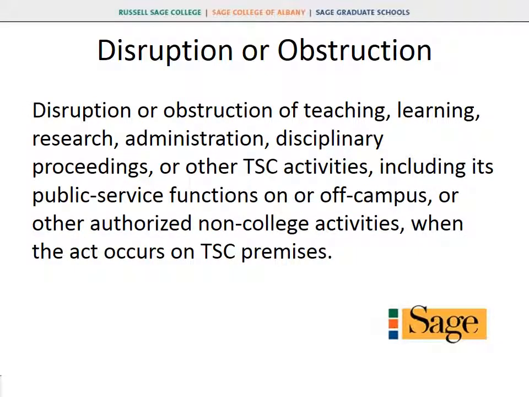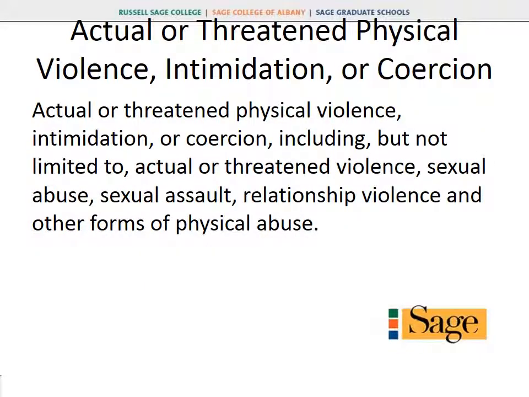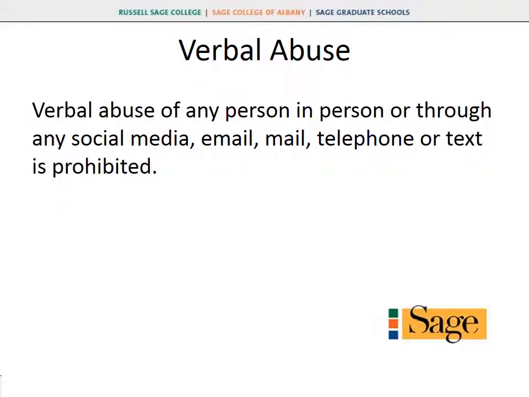Disruption or obstruction. Disruption or obstruction of teaching, learning, research, administration, disciplinary proceedings, or other SAGE College activities, including its public service functions on or off campus, or other authorized non-college activities when the act occurs on the SAGE College's premises. Actual or threatened physical violence, intimidation, or coercion. Actual or threatened physical violence, intimidation, or coercion, including but not limited to actual or threatened violence, sexual abuse, sexual assault, relationship violence, and other forms of physical abuse.